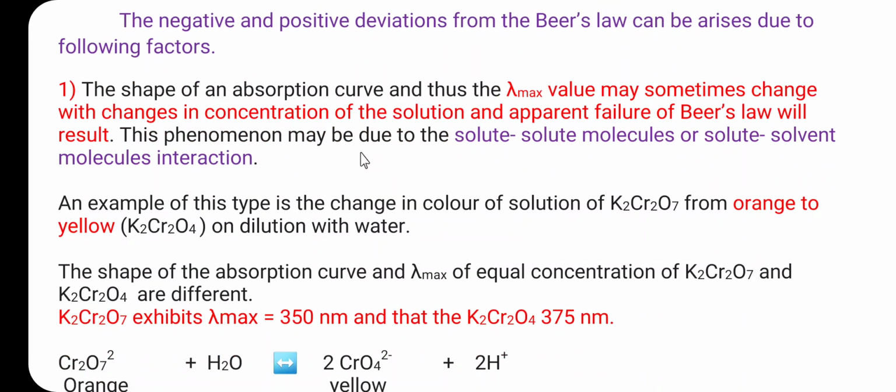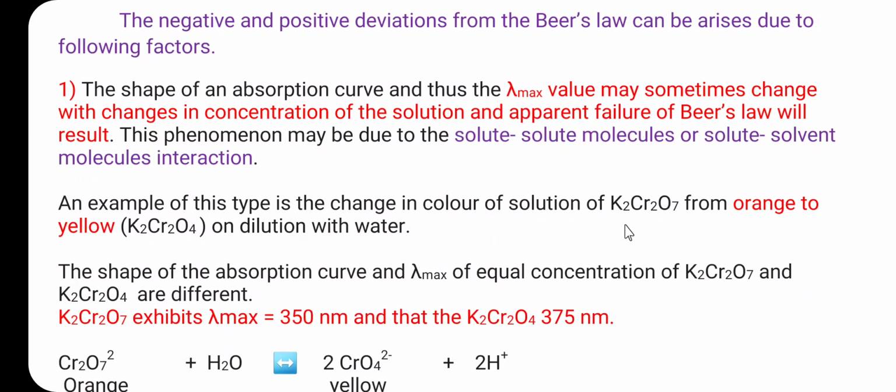What is the reason for this phenomenon? The main reason may be solute-solute or solute-solvent molecular interaction. That's why there is a change in the value of lambda max. An example of this type is the change of color of a potassium dichromate solution. Originally potassium dichromate is orange in color. When it is diluted with water, potassium dichromate is converted into potassium chromate, and the color of potassium chromate is yellow after dilution.